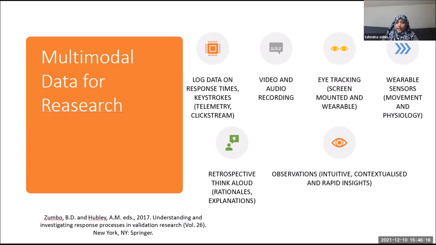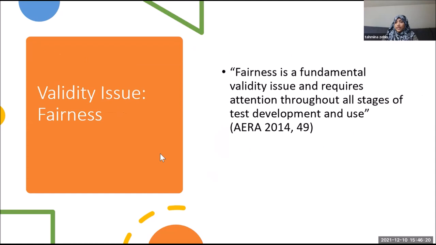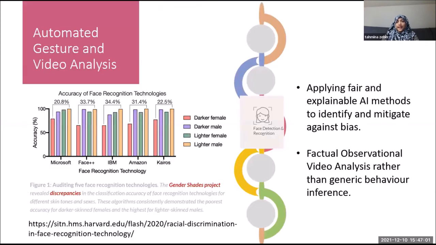The validity issue in terms of algorithm development that I'm going to talk about is more around fairness. I'm displaying here the American Educational Research Association's definition of fairness, and they commented that fairness is a fundamental validity issue and requires attention throughout all stages of test development and use. Though we have lots of data, different modes of process data are subject to partiality, bias, or various forms of measurement error. On my next slide, the title is automated gesture and video analysis.